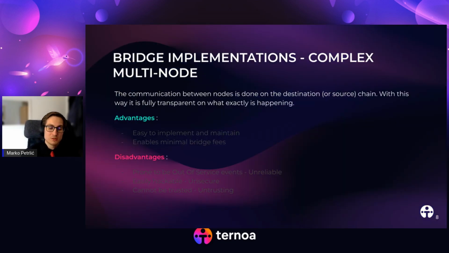The last approach I'm going to show you guys is the complex multi-node bridge implementation. So the communication between the nodes is done on the destination or source chain. With this way, it's fully transparent what exactly is happening. So if the whole voting process or anything regarding the bridge computation is done on the chains, then you can prove what's happening. You can see it. You can debug it. You can do a lot of things with that, and it's way easier and cleaner for the user to see what's happening.